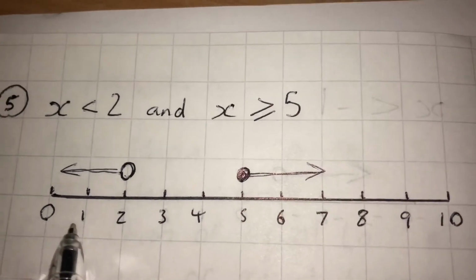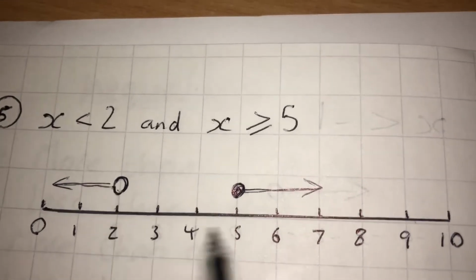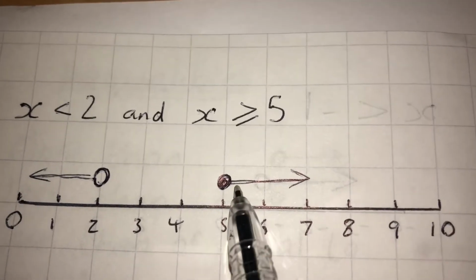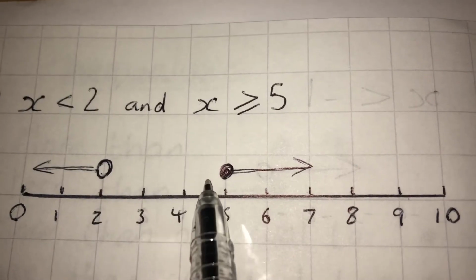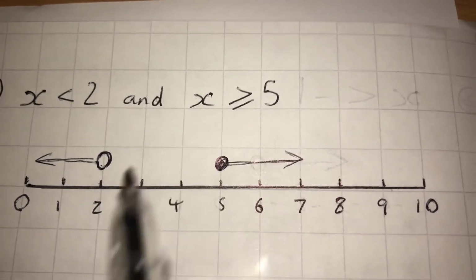So x can be all these values less than 2 except for 2 itself, and x can be all these values greater than 5, and in this case it can include 5 itself. So basically this range of values in the middle is the values that x cannot be for these two inequalities.